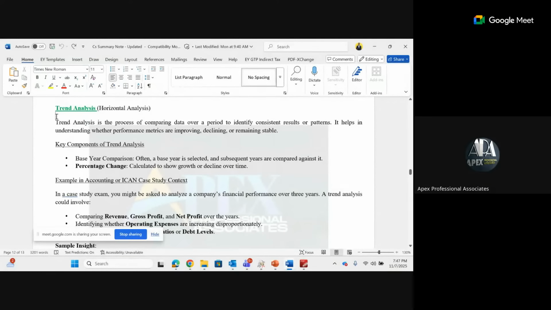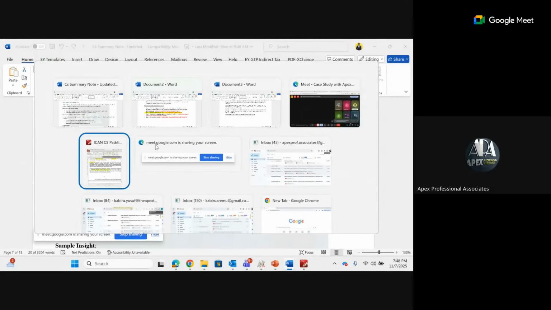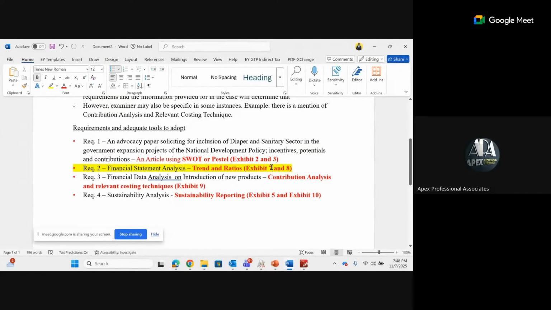This is trend analysis. Trend analysis is the process of comparing data over a period to identify consistent results or patterns. It helps in understanding whether performance metrics are improving, declining, or remaining stable. Do you understand now? So going back to our exhibits, we said exhibit what? Exhibit 7 and 8 will be useful for this.